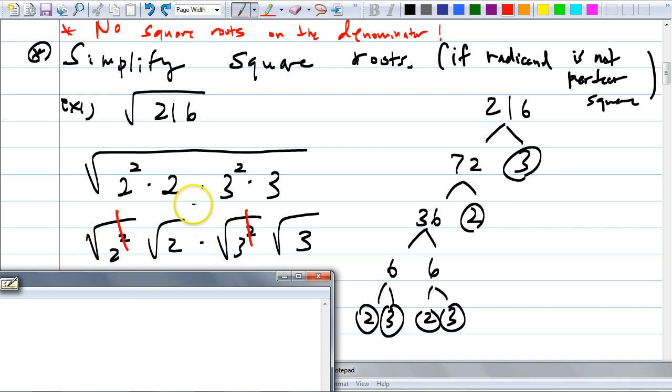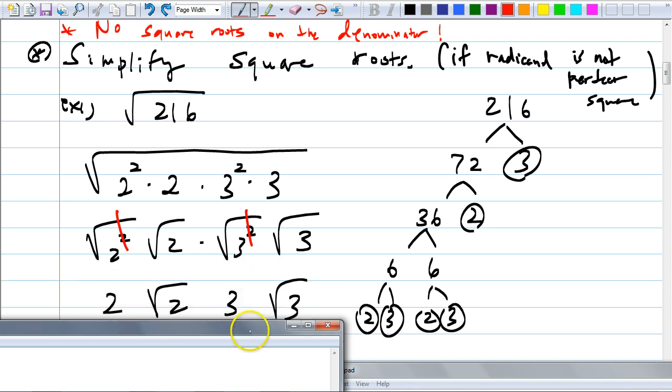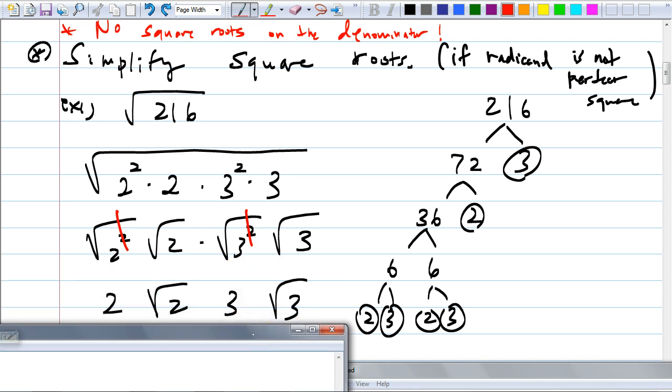What does square root of 2 become? Square root of 2 is just square root of 2. What about square root of 3 squared? What does that become? 3. What about square root of 3? Square root of 3 is just square root of 3. So that's what we get. Now, do you think this is the simplest way to write it? No. Between all these expressions, there is multiplication. It means 2 times square root of 2 times 3 times square root of 3. So what can I write?